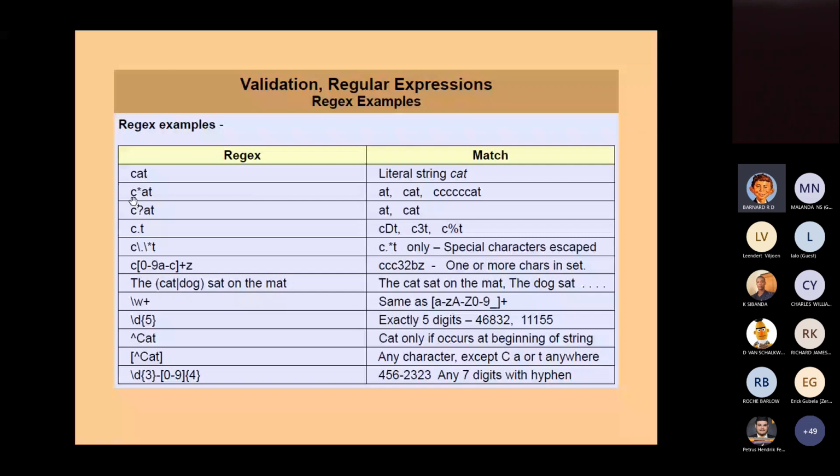That means 0 or any number of C followed by AT. So that will match AT, it will match CAT, it will match CCCCCAT. So it'll match pretty much anything as long as it's got AT at the end of it. Then C with a question mark and an AT, that means 0 or 1 incidences of C, so that will match AT or CAT. In other words, 0 C's or 1 C, and that's all it'll match.